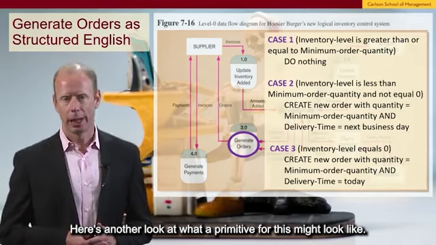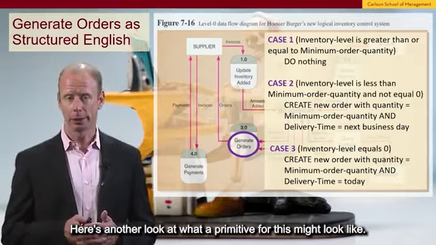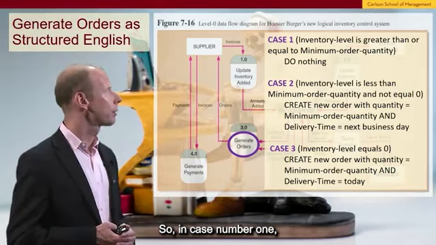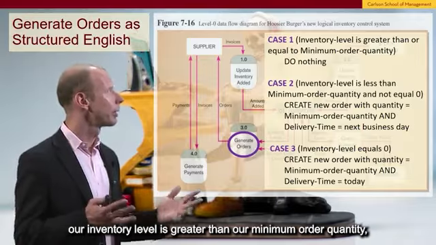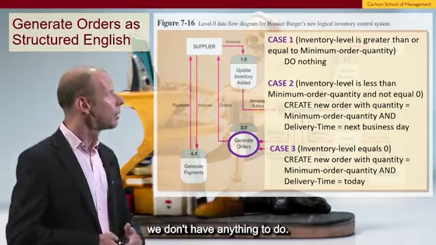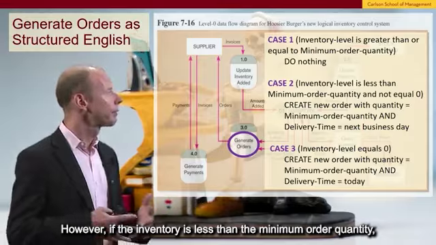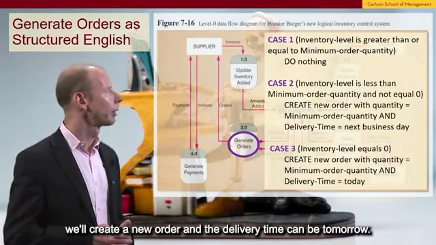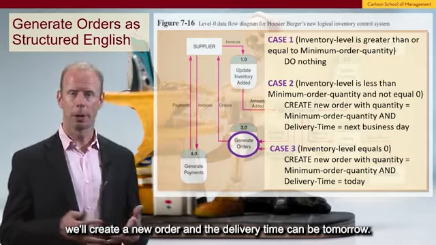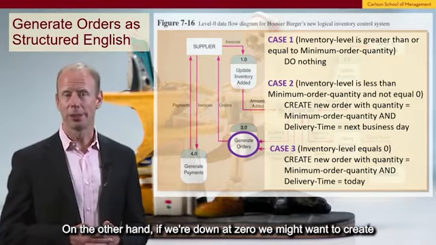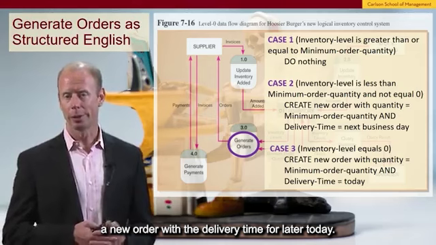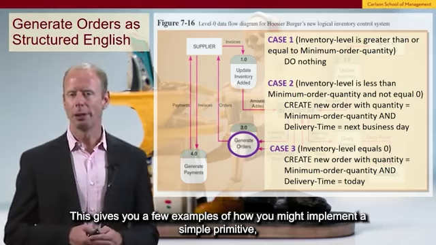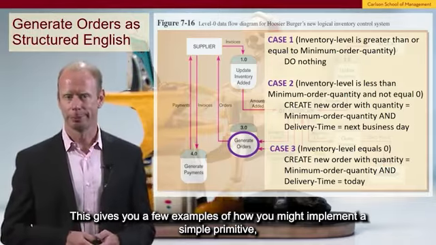Here's another look at what a primitive for this might look like. Instead of if-else logic, we use case-based logic. So in case number 1, our inventory level is greater than our minimum order quantity, we don't have anything to do. However, if the inventory is less than the minimum order quantity, but it's not 0, we'll create a new order, and the delivery time can be tomorrow. On the other hand, if we're down to 0, we might want to create a new order with the delivery time for later today. This gives you a few examples of how you might implement a simple primitive.